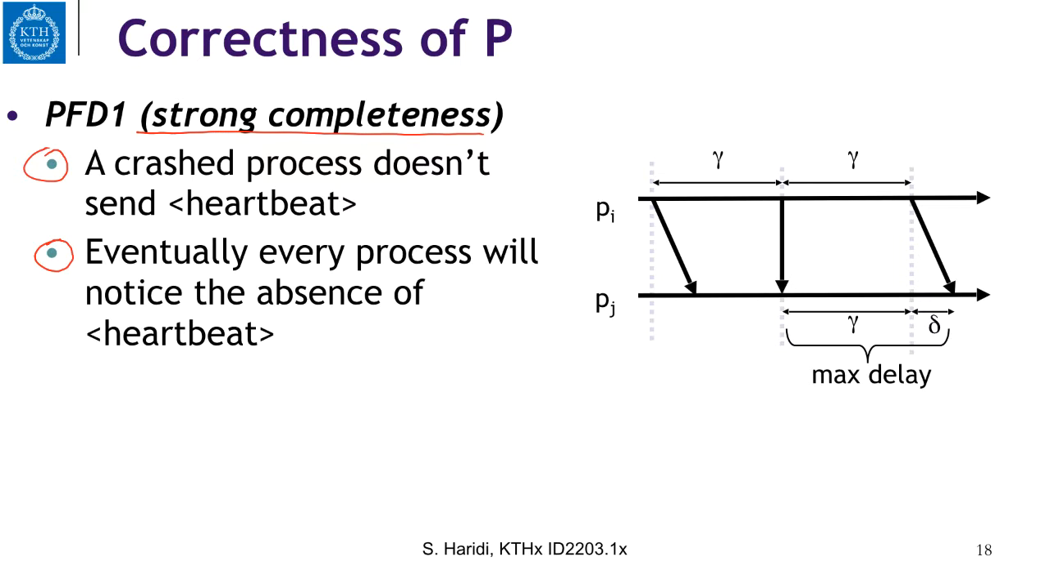So again, see this from the perspective of Pi. First, we say a crashed process does not send a heartbeat. So from Pj's perspective, if Pi is alive, it should get the heartbeat within this period. This is the last time it got a heartbeat, but if it did not get a heartbeat until this point, then it will consider the process has crashed and declares that the process has crashed.